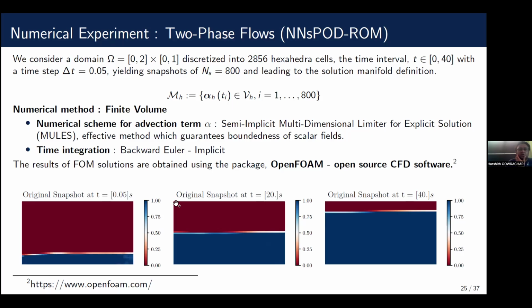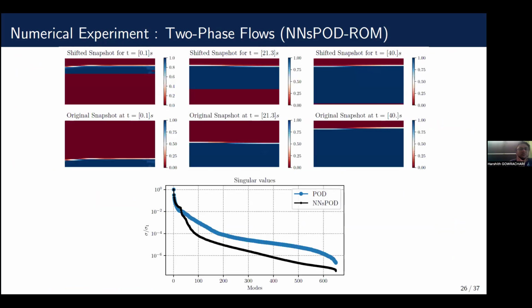And here I'm just showing three time instances of two-phase flow, how it's evolving over time. This is basically a filling tank problem. As your time increases, you see the fluid level increasing.